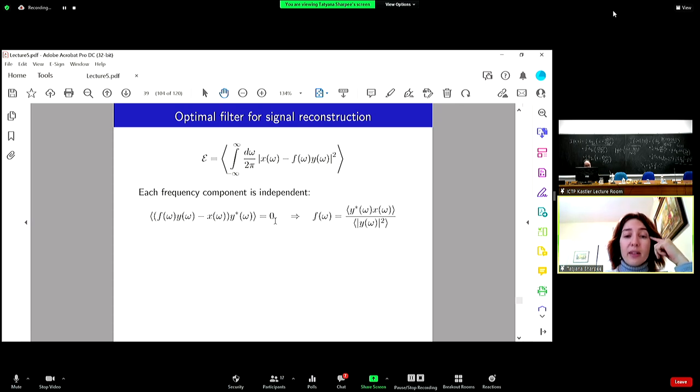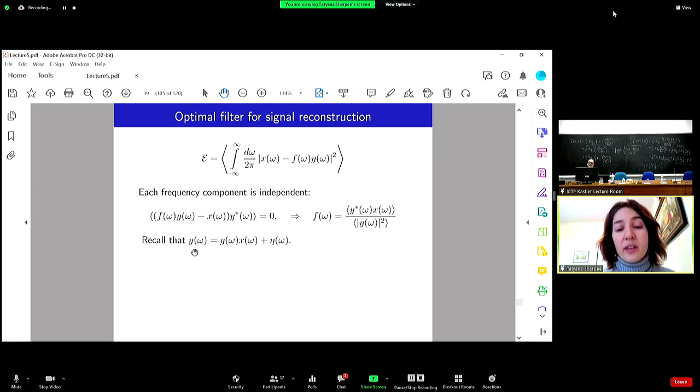Rewriting this, you get that F of omega is equal to the cross-power between X and Y divided by the output power of Y. So it's a similar equation to decorrelation, because I'm dividing X by how the signals were filtered, Y.